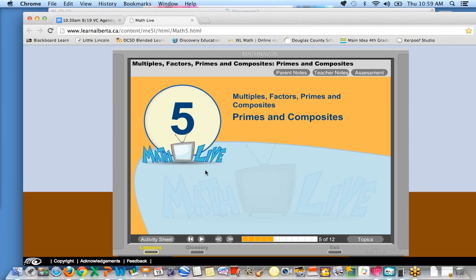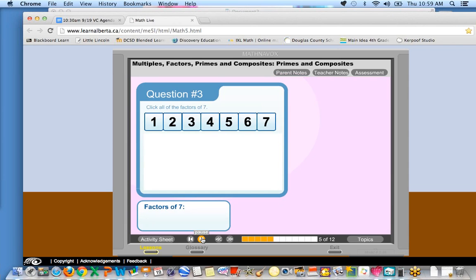All right. Well, let's move into prime and composite numbers. As you know, the factors of 7 will be between 1 and 7. Click all the factors of 7. Okay, so let's start at the obvious ones. 1 times 7. What about any of these other numbers in between? Can I multiply any of those together and end up with an answer of 7?